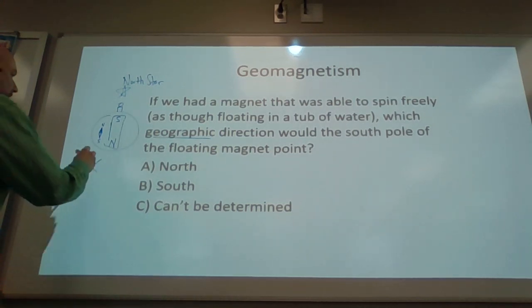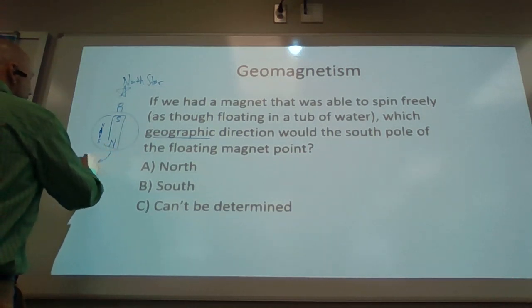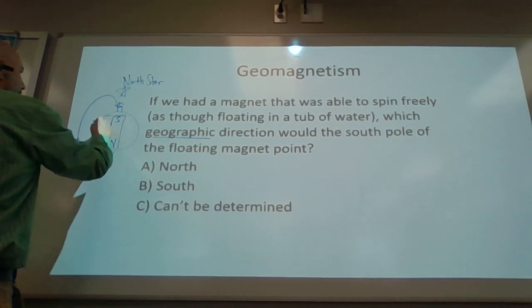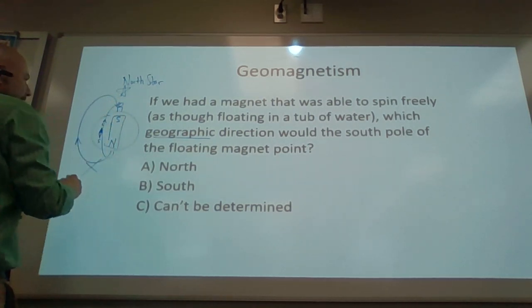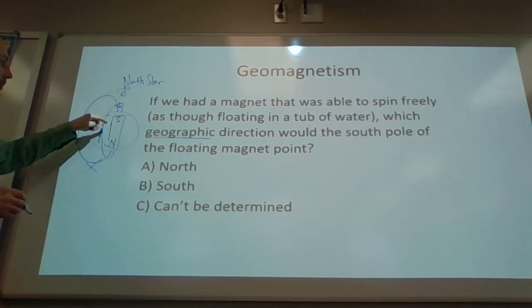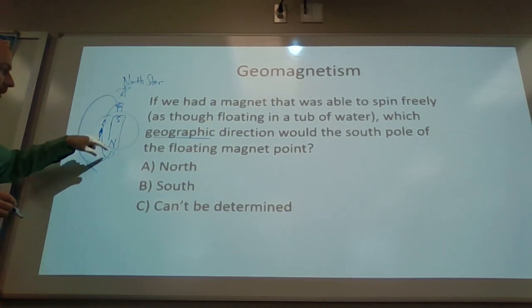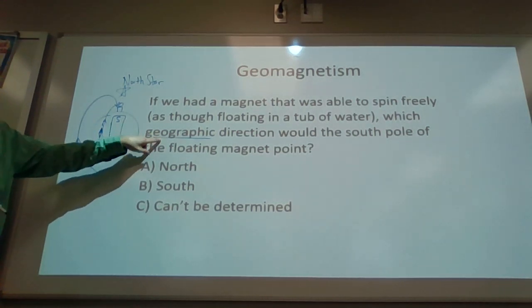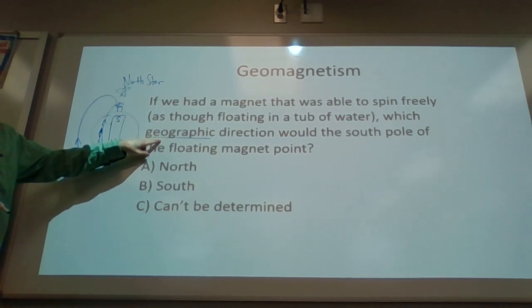The magnetic field lines go out of north into south. So it lines up this way. It's pointing towards the south magnetic pole. So the south is pointing towards the north magnetic pole, because the north magnetic pole geographically is southward.